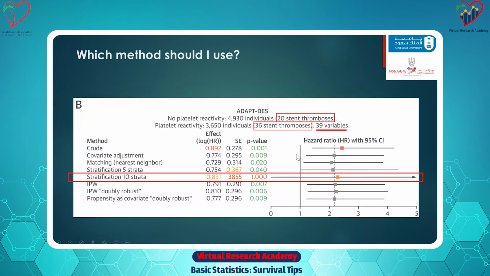They then looked at another randomized trial, but this time, not too many events, so about 56, and they used 39 variables.